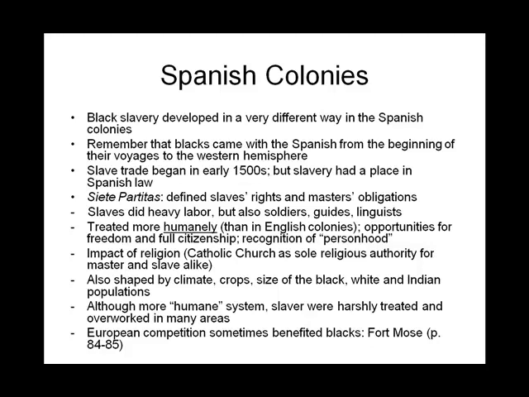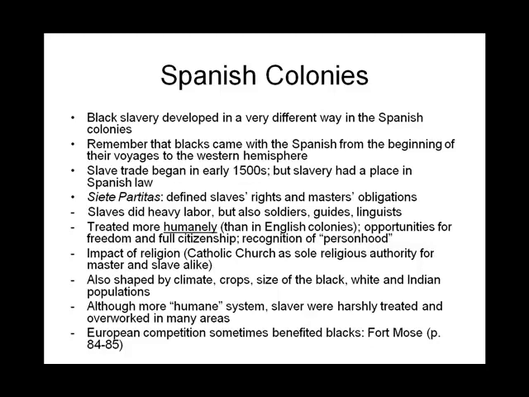just to recap what we've seen already, black slavery developed in a very different way in the Spanish colonies. Remember that blacks came with the Spanish from the very beginning of their voyages. The slave trade began in the early 1500s, and it is a slave trade to all of the Spanish colonies in the Western Hemisphere. But the big difference is that slavery had a place in Spanish law, that it did not develop as the English did. It was always there in what we call the siete partidas, or the seven parts, and the slavery that exists in Spanish law defined the slave's rights and the master's obligations.